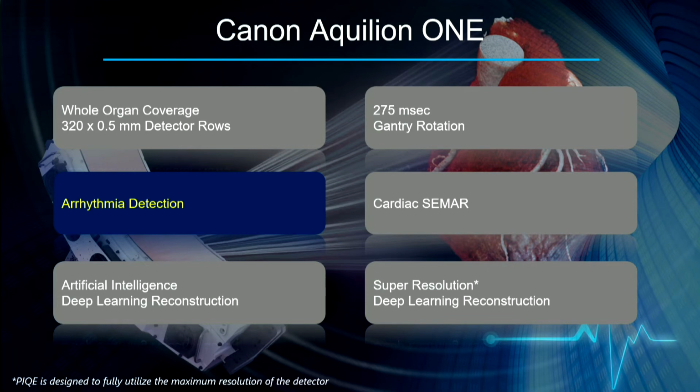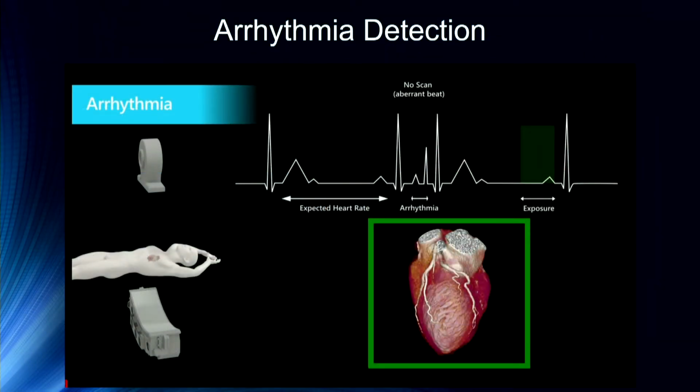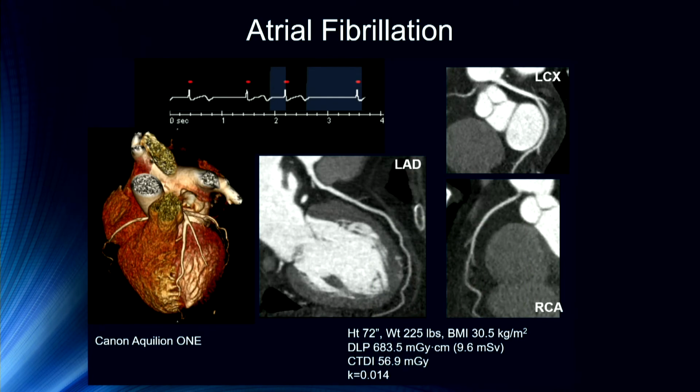Aquilion 1 also has arrhythmia detection. Basically, the scanner will detect whether or not there's a premature beat. And if there is a premature beat, it will go ahead and expose at the next normal RR interval. So what does that look like clinically? Here's a patient with atrial fibrillation, which again is very challenging to image. The patient has a widely variable RR interval. The first beat was a shorter RR. The scanner stopped the acquisition to minimize radiation, and with the next beat, it automatically opened up the exposure window, and with this, we're able to get a completely diagnostic scan.